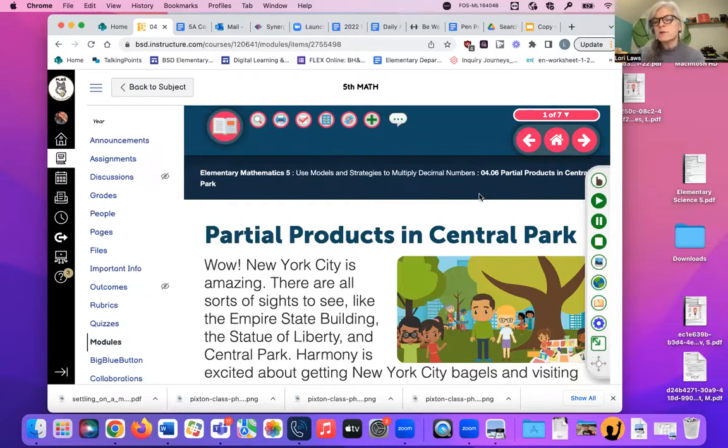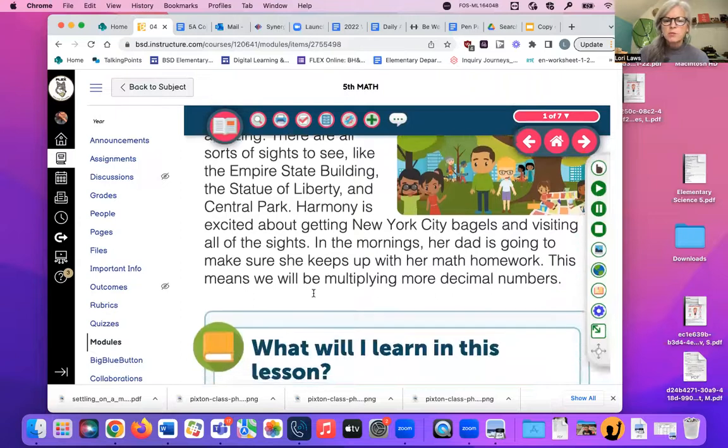So partial products is when you break numbers into their place value. So instead of thinking of 46 as 46 ones, you think of them as 4 tens and 6 ones, and you do your multiplication by breaking the number up a little bit. So here we are, partial products in New York.